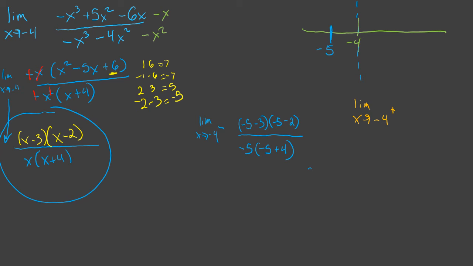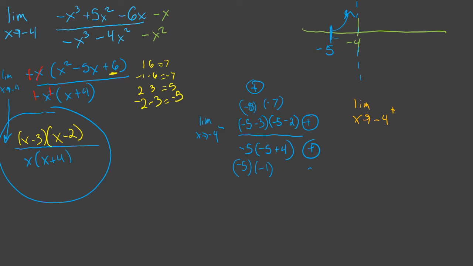So let's take negative 5 minus 3 gives us negative 8, there we go. And negative 5 minus 2 gives us negative 7. So up here we're going to have a positive, because a negative times a negative is a positive. And down below we've got negative 5 times negative 5 plus 4, which gives us negative 1. So that goes to positive as well. So we know that as we approach from the left, it goes up to positive infinity.